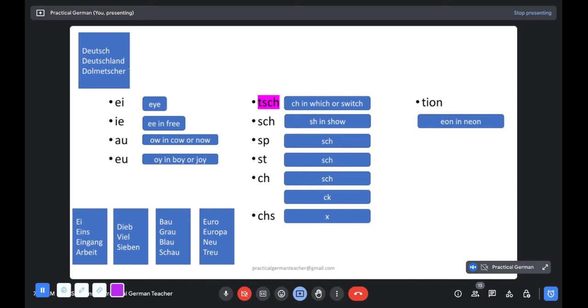Meaning, if you know, these two are obvious: German, Germany, and this one. No, actually, I don't know the meaning of this. No problem. Anyone else knows the meaning? You don't have to know it, but if you know, I will be happy. Anyone else knows the meaning of Dolmetscher?